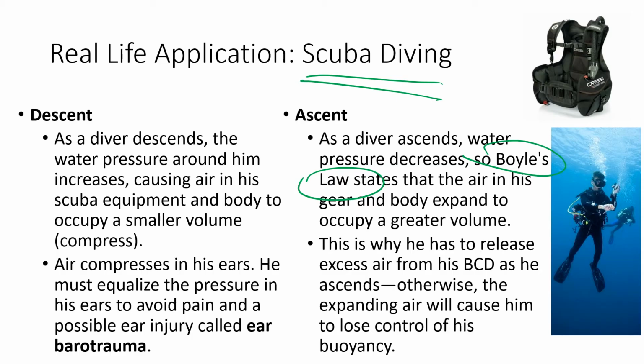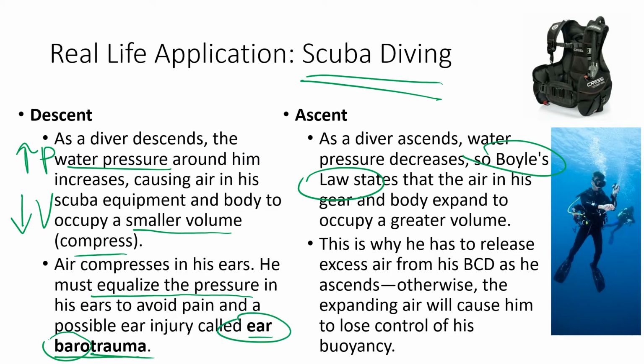As a diver descends, the pressure increases. Air in his scuba equipment and body occupy a smaller volume, so they compress. Pressure increases, volume decreases. Air compresses in a diver's ears, and therefore you need to equalize the pressure somehow to avoid something called ear barotrauma. Baro is pressure. Trauma is injury. So this is injury related to changes in pressure in the ear. That's exactly what it means.